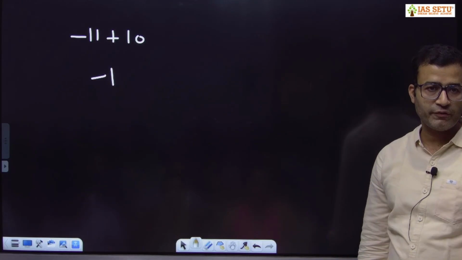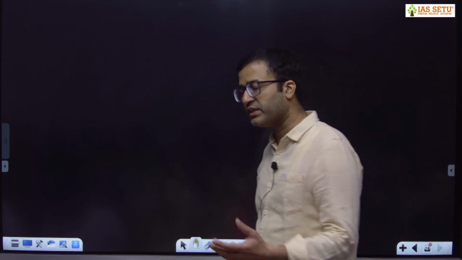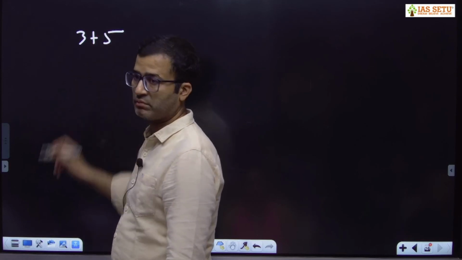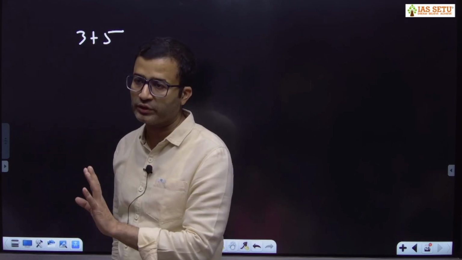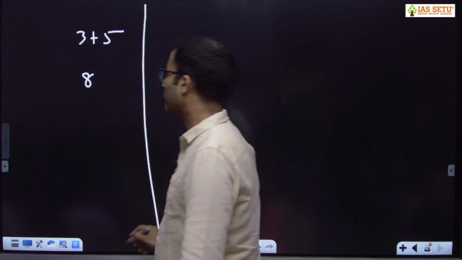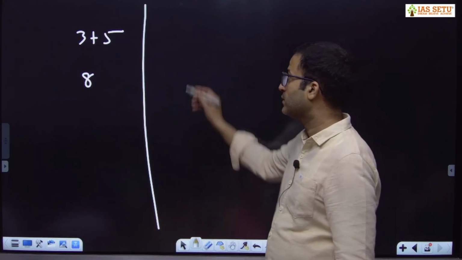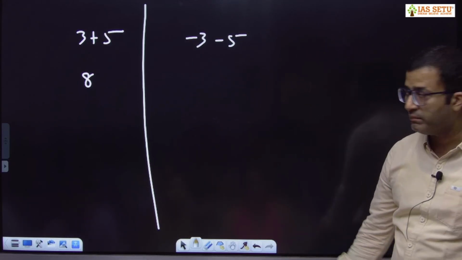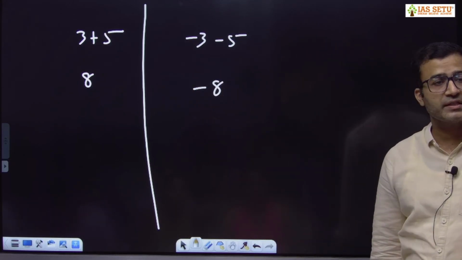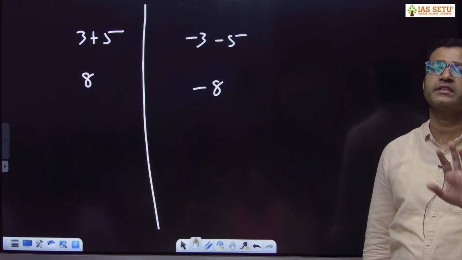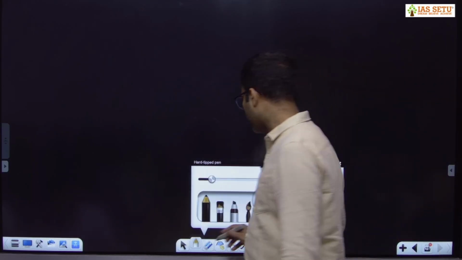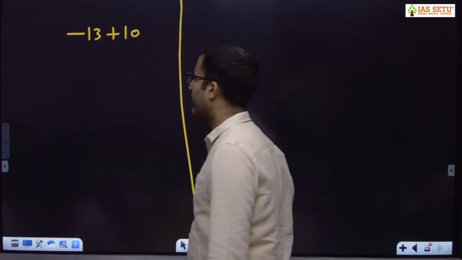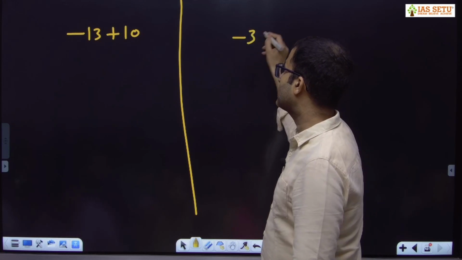See here, in case of addition, तीन चीजें हो सकते हैं, where you have to add two positive integers like 3 plus 5, and I don't think anyone will have an issue here. ये तो easy है. 8. You have two negative integers, minus 3 and minus 5. What is minus 3 and minus 5? Minus 8. But when there is one positive integer, one negative integer, some students get confused. Like here, if I ask you minus 13 plus 10, ठीक है, minus 3 plus 10.